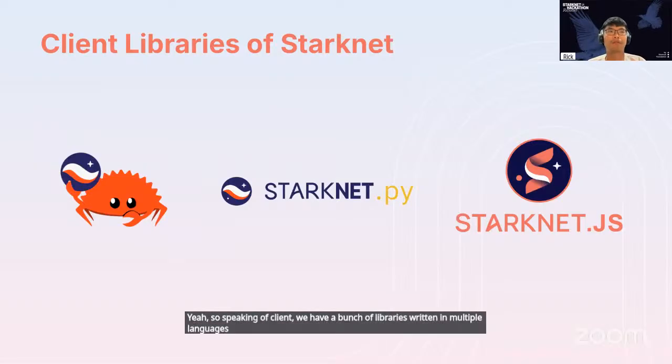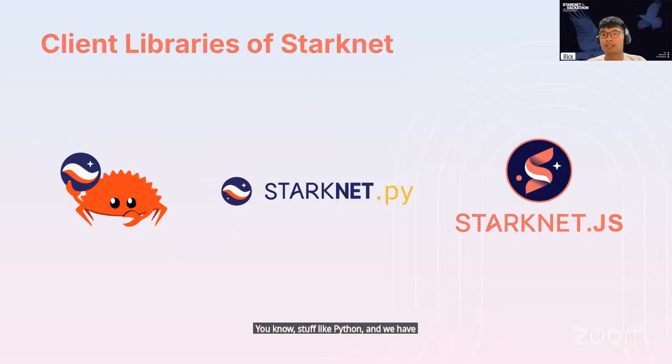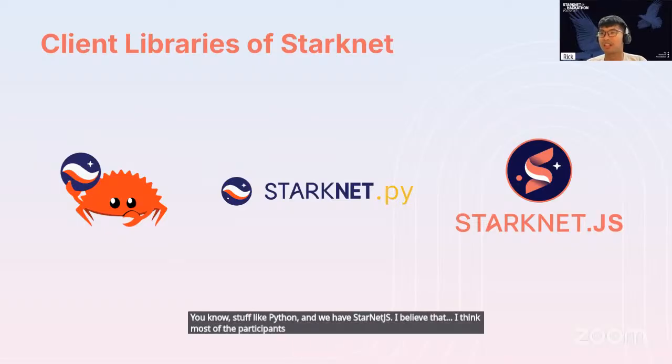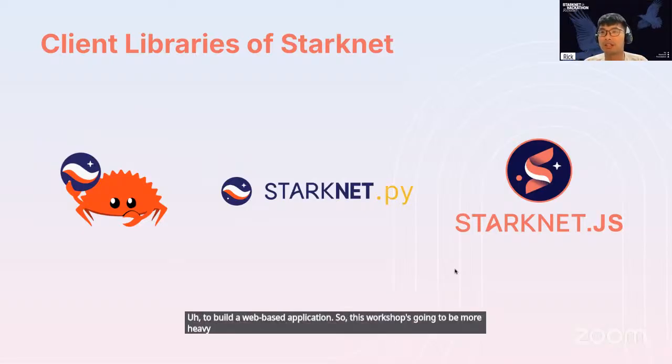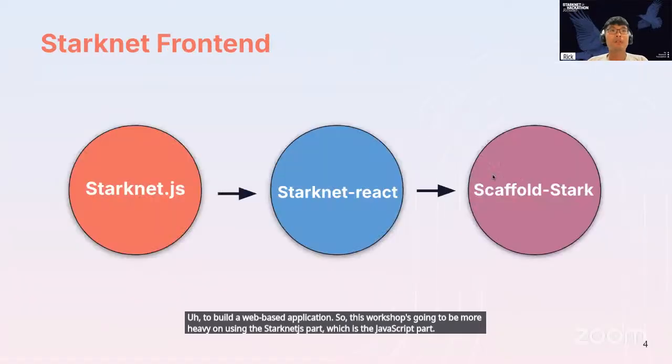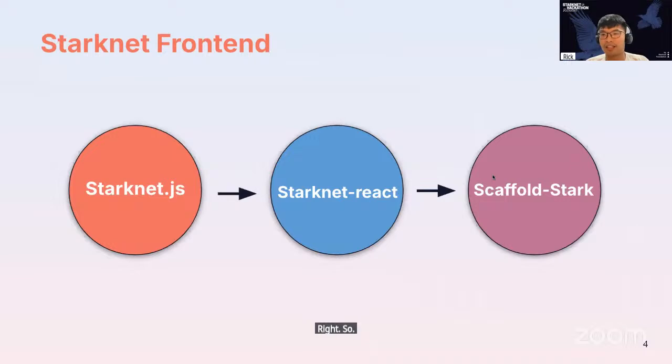Speaking of client, we have a bunch of libraries written in multiple languages. For example, we have Starknet Rust, Starknet Python, and Starknet JS. I think most of the participants here are using JavaScript to build a web-based application. So this workshop is going to be heavier on Starknet JS, which is the JavaScript part.